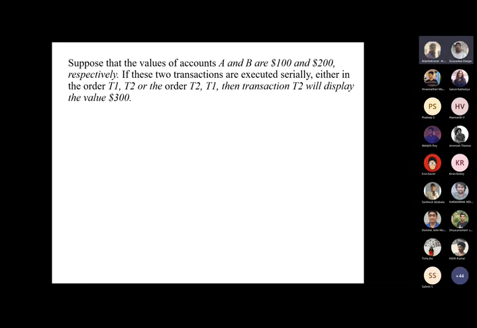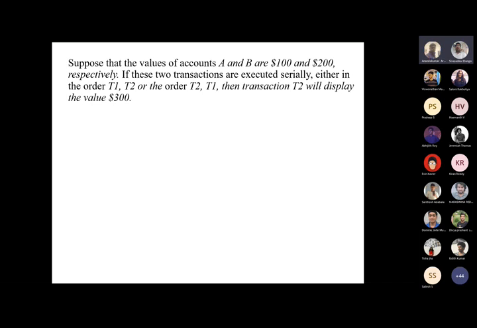Right? So if these two transactions are executed serially, either in the order T1 followed by T2 or T2 followed by T1, then the final transaction will display the value as $300, right? So we started with a lock-based protocol.